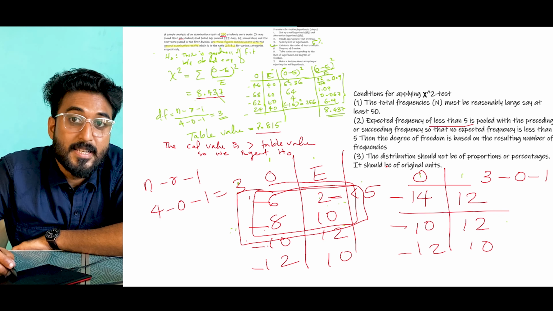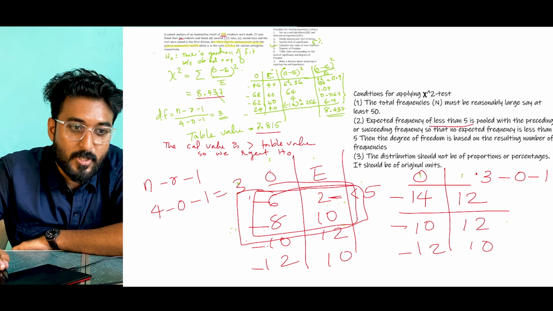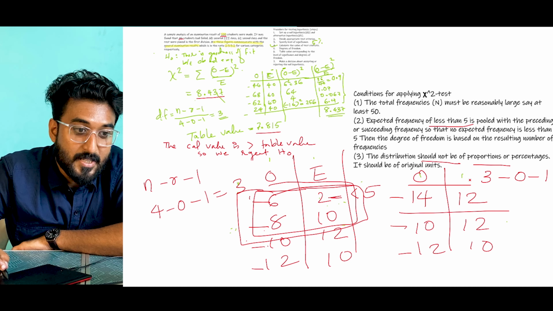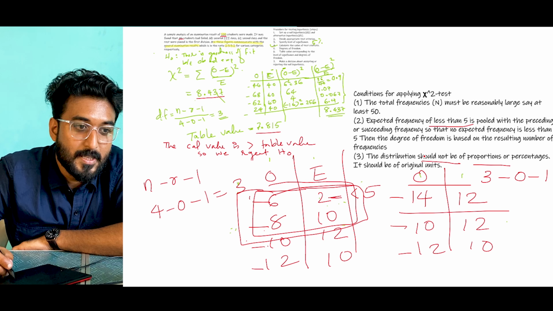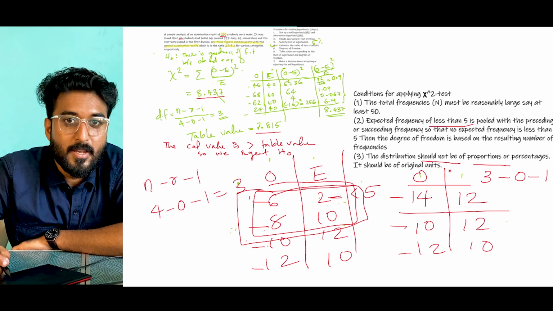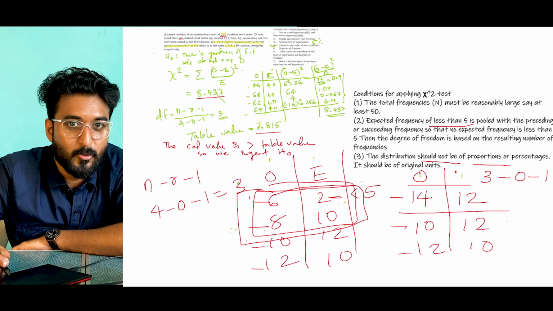And the third condition is distribution. The distribution should not be of proportion or percentages. These are the three conditions for applying chi-square test. I think you will understand this.